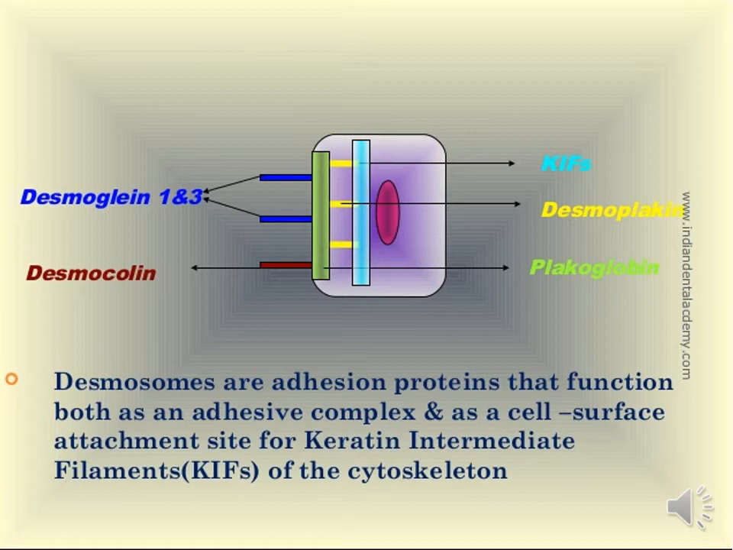epithelial tissue. The desmosomes are adhesion proteins that function both as an adhesive complex and as a cell surface attachment site for keratin intermediate filaments, KIFs, of the cytoskeleton. This forms the connection between the epithelial cell and the basal membrane.